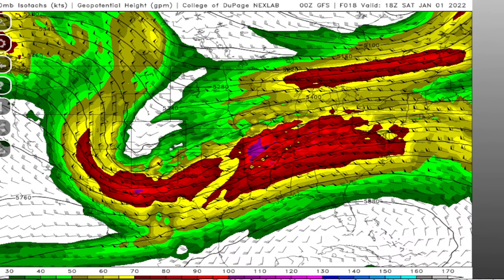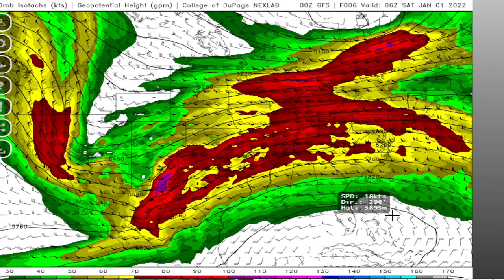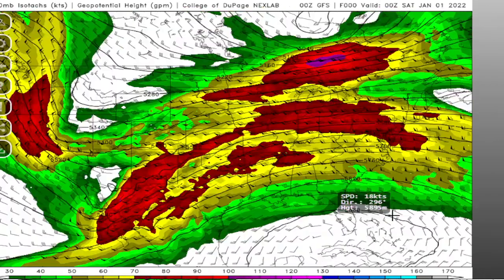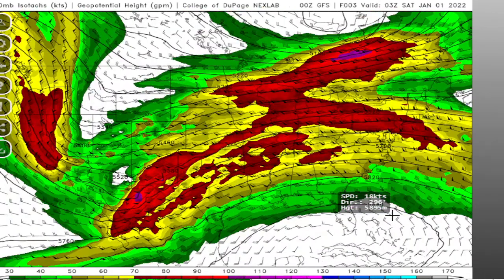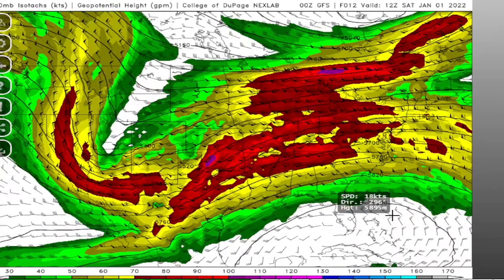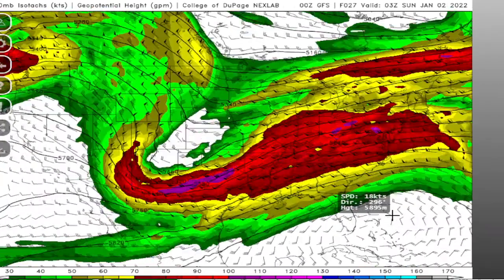500 millibar winds. Here's the positive tilted trough that everybody's talking about, the support for that low pressure system. Now this is Saturday 18Z. So that's telling us right there we're still in the west. Let's go start from the beginning here. Positive tilted trough, right around the four corners, we're pushing to the east.